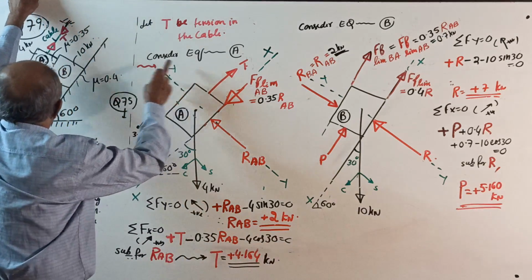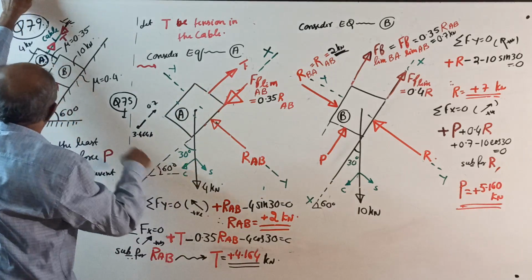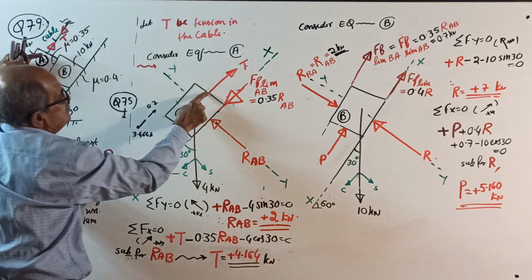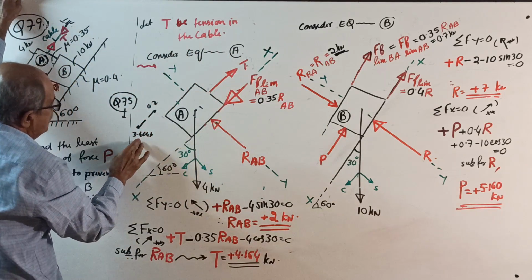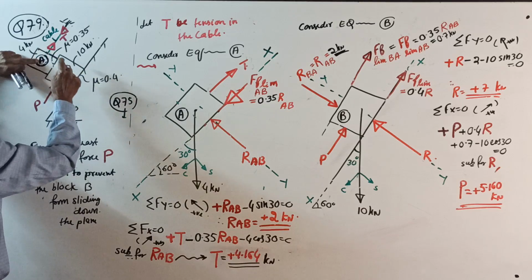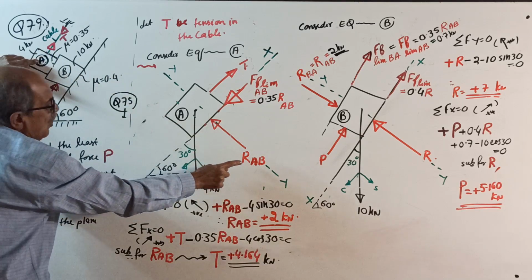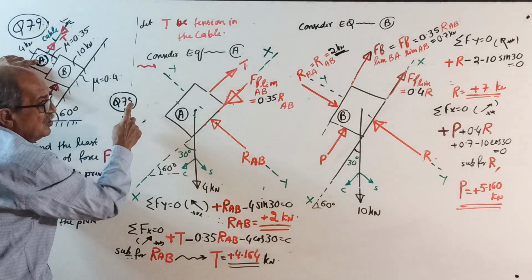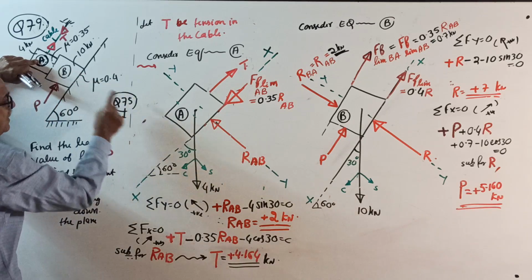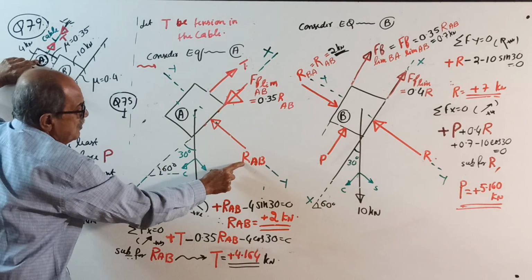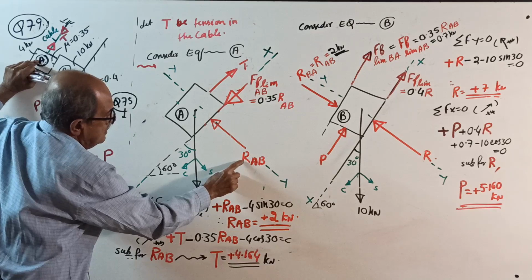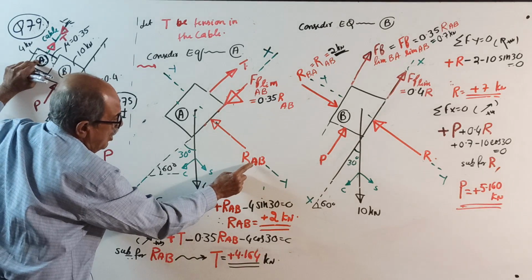So, first consider block A. See here, weight acting down 4 kilonewton. Tension T as usual. Okay, then what is this one? We need something else. Now, block A is resting on block B. All this I told in question 75. Let RAB be the normal reaction on block A from block B. Normal reaction for block A.